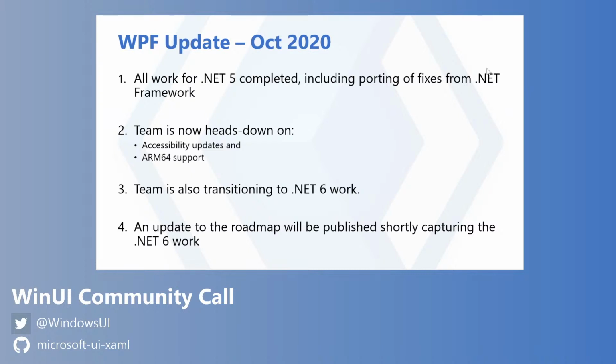Next up, now that we're done with .NET 5 work, we are actively transitioning into .NET 6 and identifying the work that we would be including in .NET 6. With that brings me to our last update here, that we will be updating the roadmap on GitHub very soon with the list of items that we have identified for .NET 6. So please stay tuned for that. And that's all I had for today.